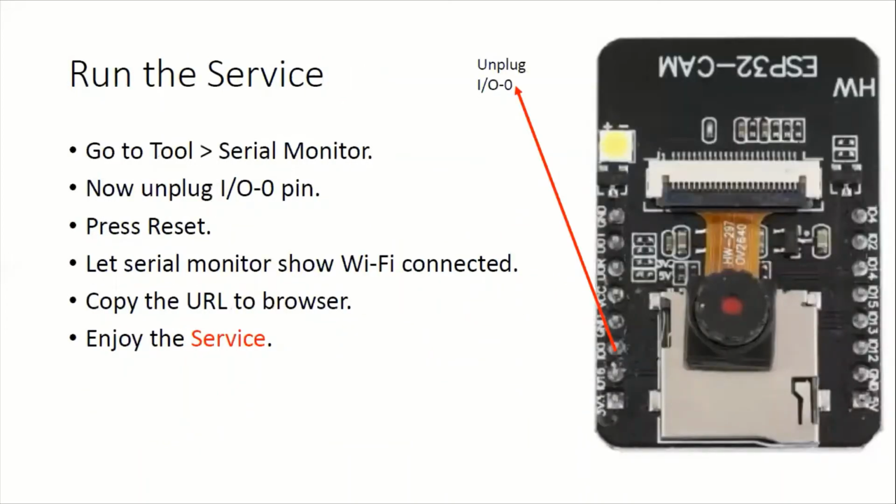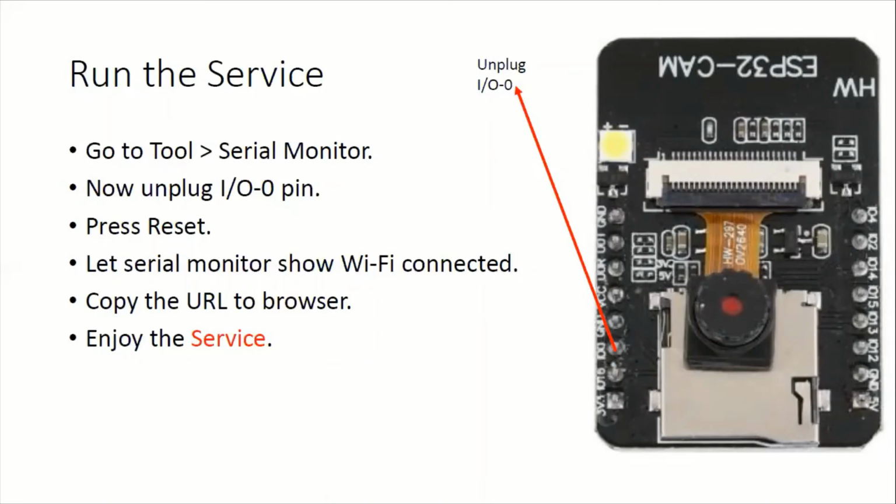Then after this, once 100% is completed, just go to Tools and select the serial monitor, and after that you should be very careful. You have to unplug the IO 0 pin that we have also discussed earlier. You can see the IO 0 pin in the diagram here also. You have to unplug it. Then you have to press the reset button. Then hold on.